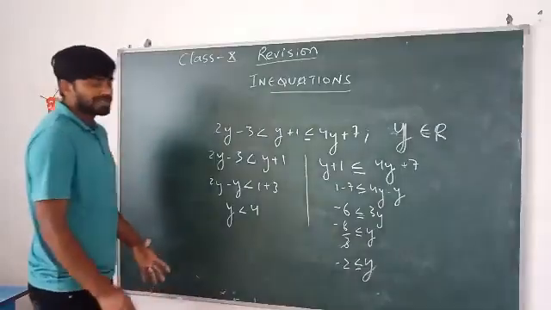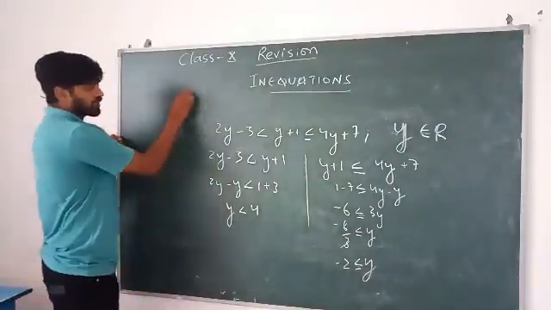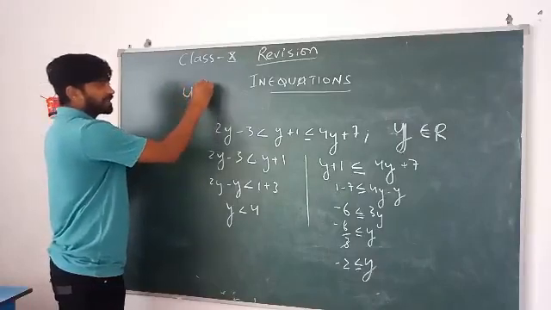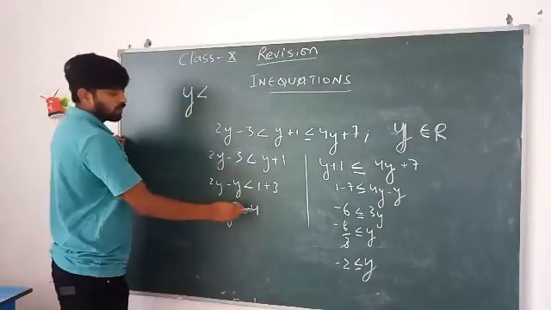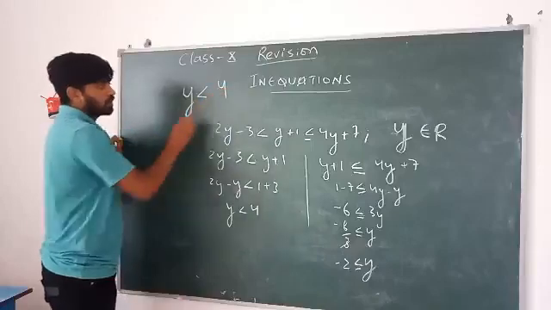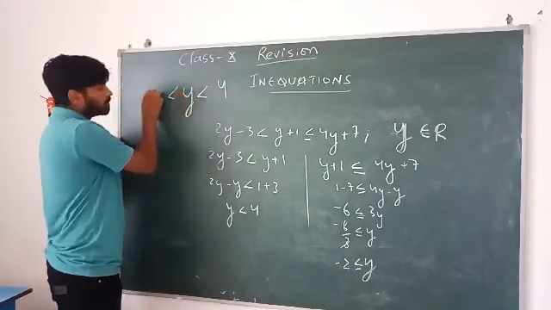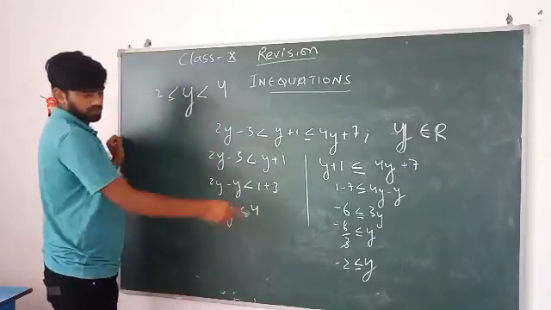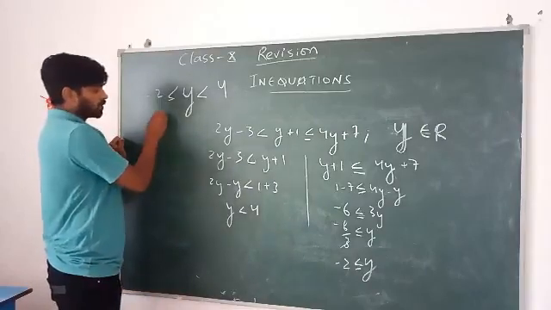So how to write this in a single statement? This is how you will write. You are going to write y in the middle. y is smaller than what? If you see, y is smaller than 4. Okay, so I'll write like this. y is smaller than 4, but y is greater than what? Minus 2 or equal to minus 2. It says that over there.